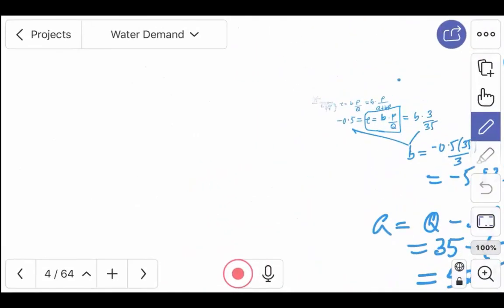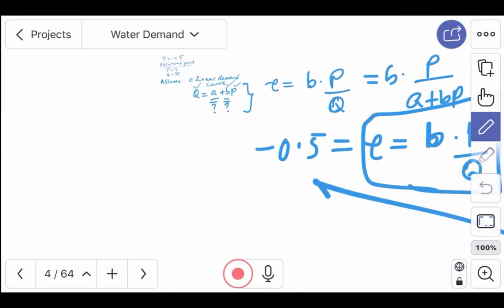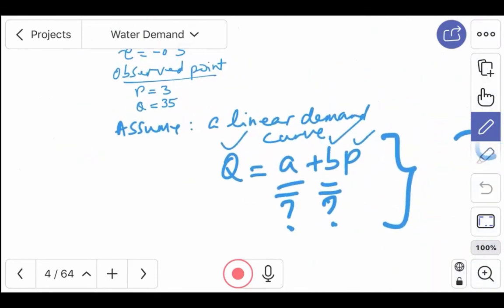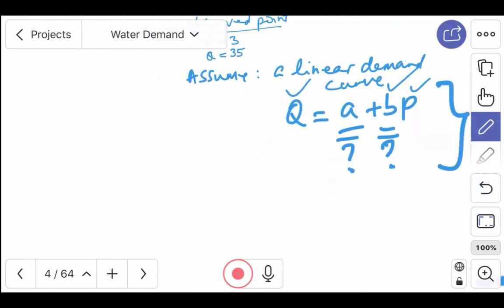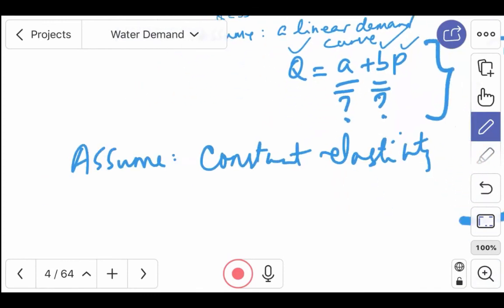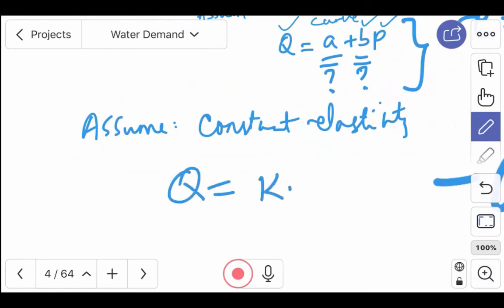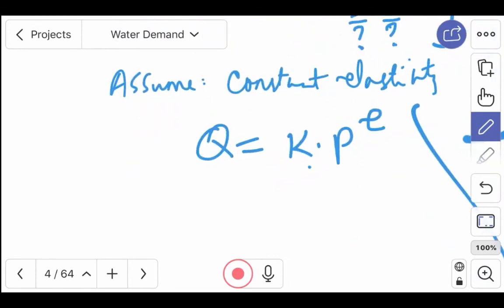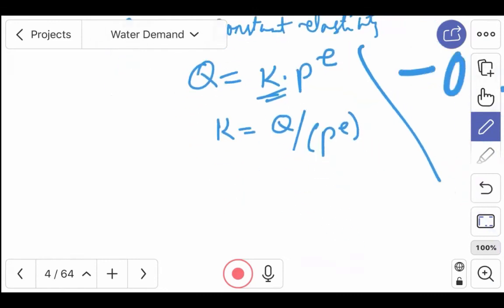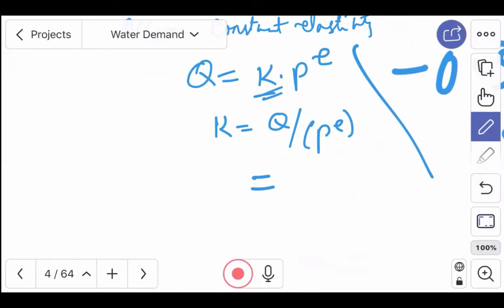Okay, let's go back. What happens if instead of a linear demand curve, I now assume a constant elasticity demand curve? For a constant elasticity demand curve, that means I am assuming Q is equal to K times P to the power of E. And if this is the case, it's a bit simpler because I have only one parameter to worry about, and I can do everything in one step. K is simply Q over P^E. And that's going to give me a K value of 60.62. So my demand curve is done.